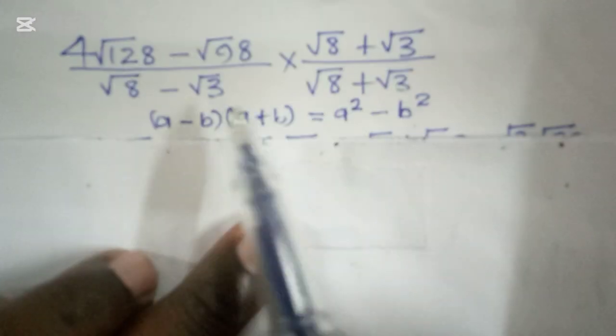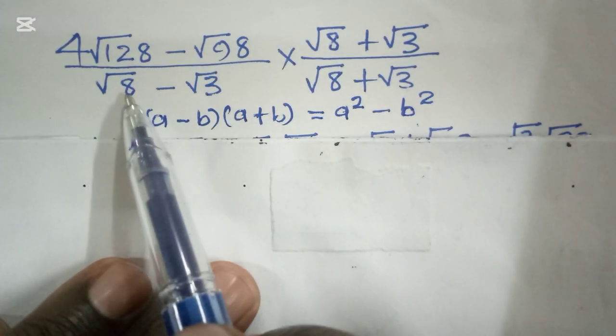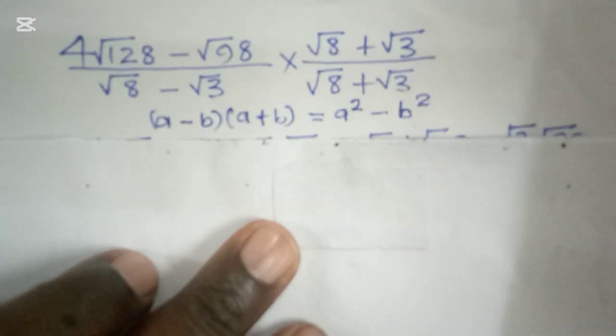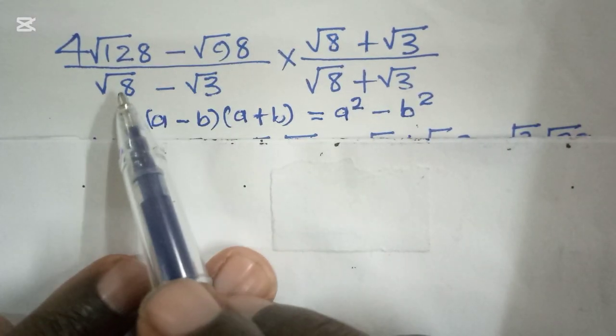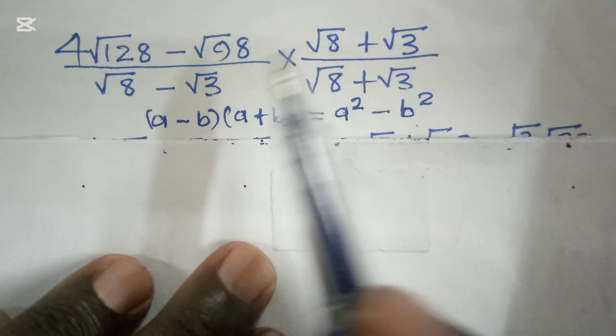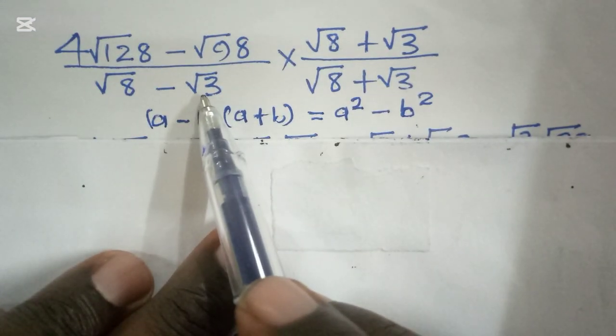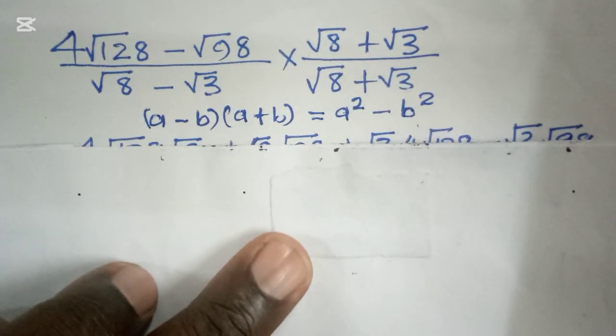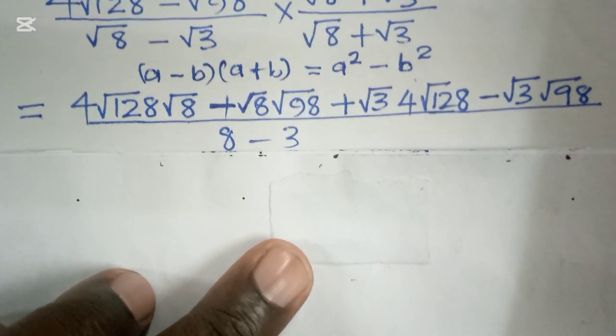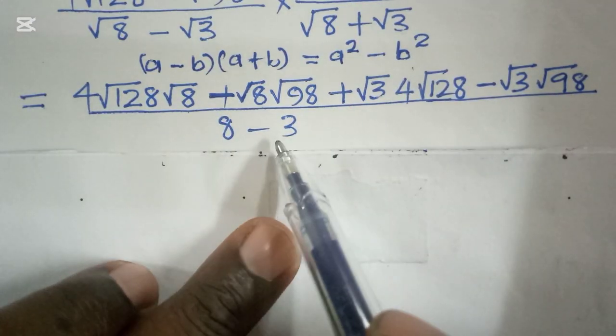And therefore, it shall be the square of 8, which is now going to be 8, and the square of 3, which is going to be 3. That gives us 8 minus 3. And this is what we have, 8 minus 3.